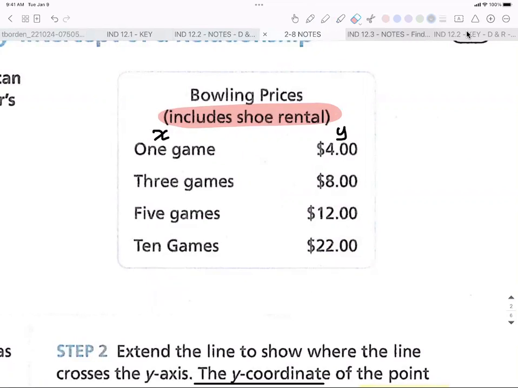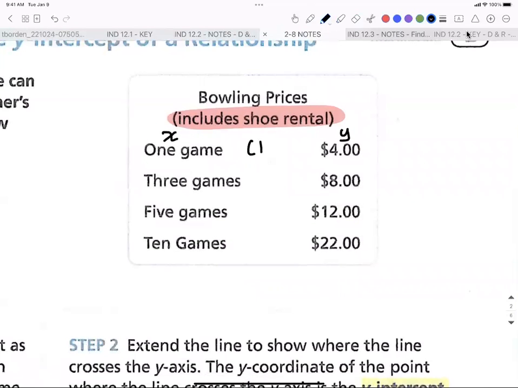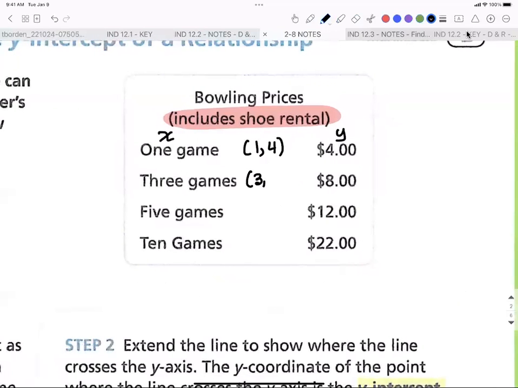All right. The other thing I want to do is write these, and we're going to use this information in a minute, as ordered pairs. So for 1 game, that's my X, I'm going to pay $4. That's my Y. I'm going to write this as an ordered pair. If I buy 3 games, I'm going to write this as the ordered pair 3, 8. If I buy 5 games, it's $12. So that creates that ordered pair. And then 10 games is $22. And that creates that ordered pair. That's one thing I'm going to do with this.